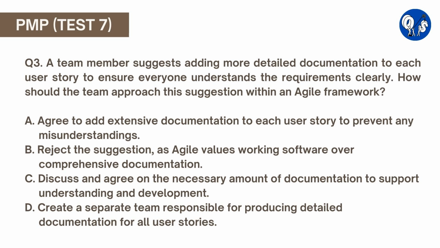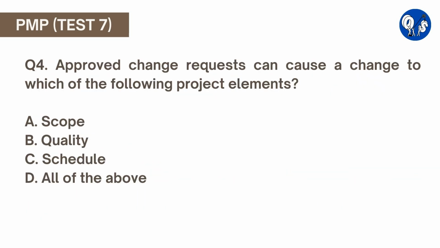Here option C is correct, which says discuss and agree on the necessary amount of documentation to support understanding and development. This approach aligns with agile principles by fostering collaboration and ensuring that documentation is useful and sufficient without being excessive. It allows the team to determine the right balance of documentation that helps them understand the requirements and deliver working software efficiently. Question number 4.